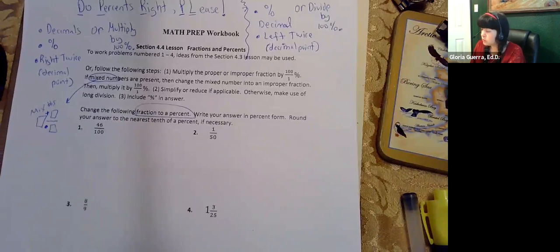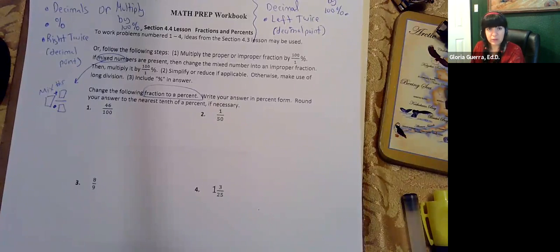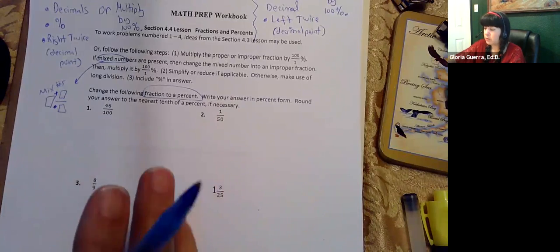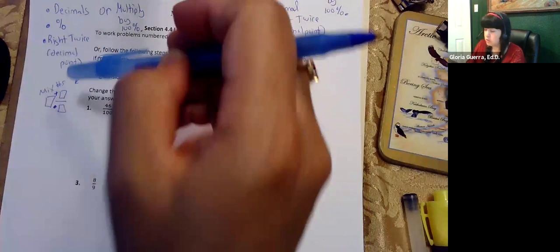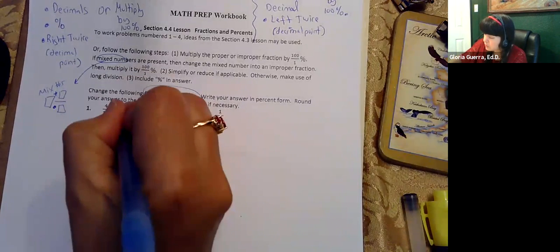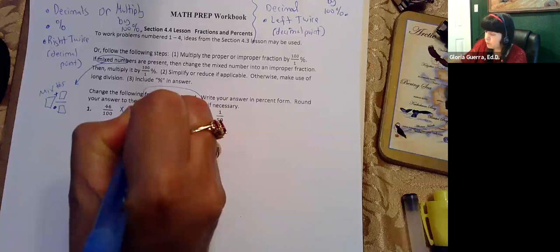So I'm going to show you how to do these 4 problems by multiplying by 100%, because I don't see any of these that have decimals. So rather than move decimals, I'll just start by multiplying by 100%. This is over 1.